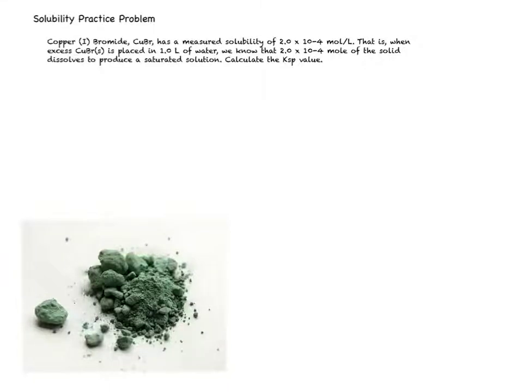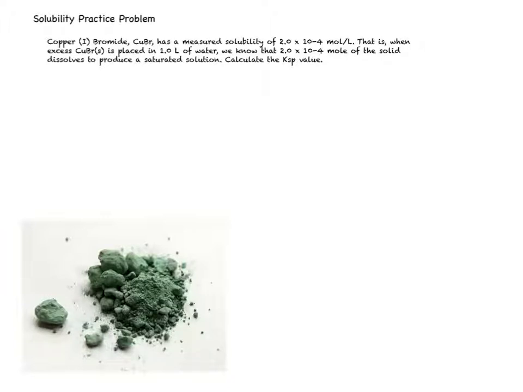All right, in this video, we're going to take a look at this green solid here, the bottom of the page. This is copper(I) bromide. We're going to take a look at if we can find the Ksp value for this substance. Every substance has a certain Ksp value. So what's the Ksp value for copper bromide?